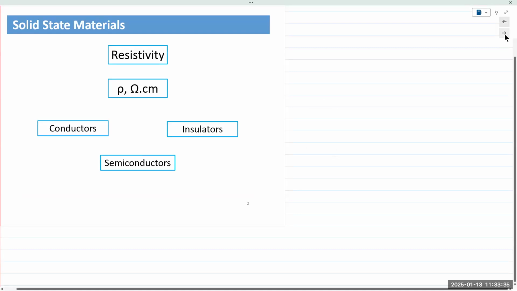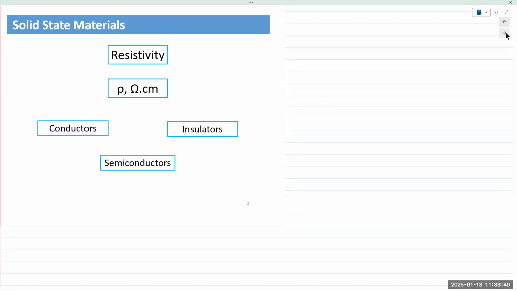All right, so we'll begin first with a broad classification of materials, right? There's a material property called resistivity that we use to define three classes of material, a broad classification in terms of electrical conductivity, meaning the ability of a material to conduct electricity. In this case, conducting electricity would mean movement of electrons.